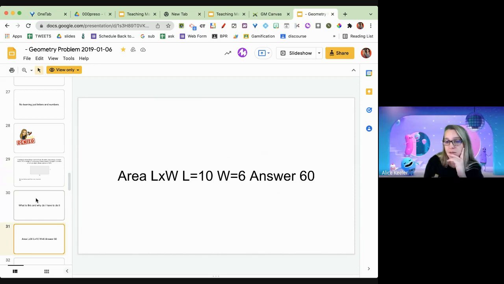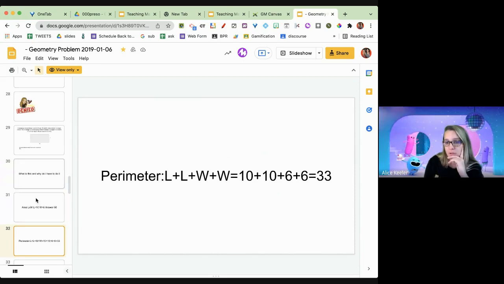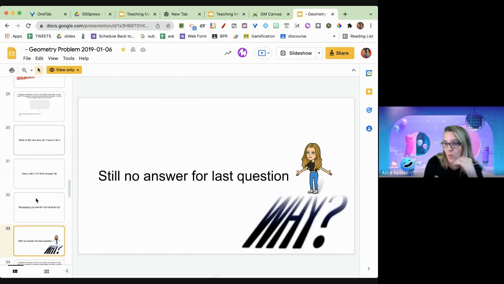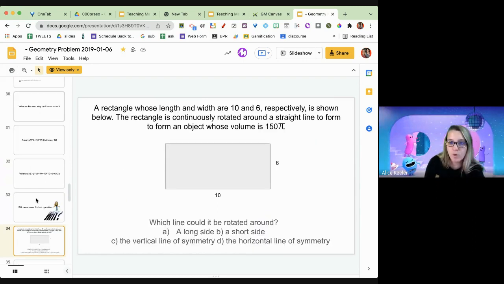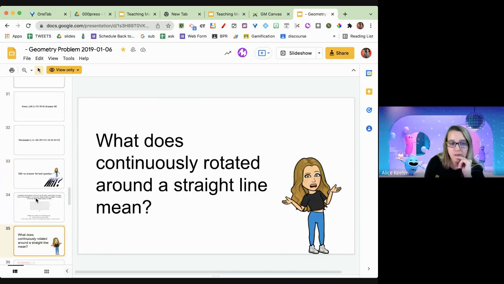So she figures out the area. She figures out the perimeter. She's like, I still don't know what the question is. So we go back to the original question. She says, what does continuously rotate around a straight line mean? I said, that's a good question.